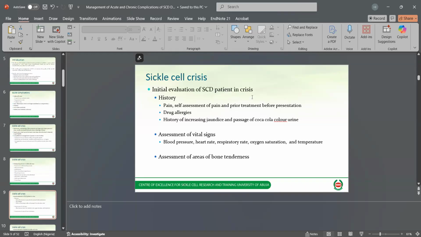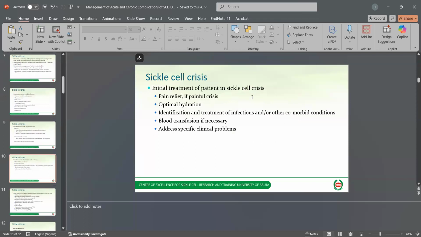History includes self-assessment of pain and prior treatment before presentation, drug allergies, history of increasing jaundice, and passage of Coca-Cola colored urine. Then you quickly assess the vital signs: blood pressure, heart rate, respiratory rate, oxygen saturation, and temperature. If it is bone pain crisis, you assess the areas of bone that are affected and the tenderness.